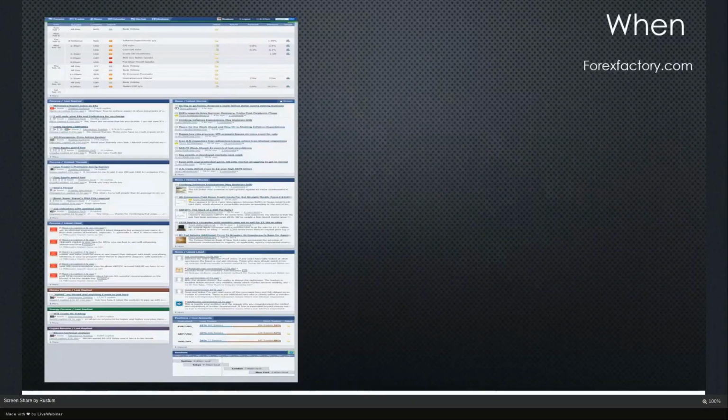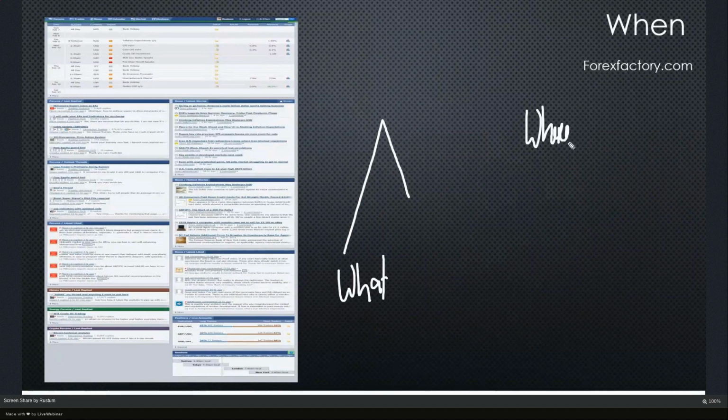So we know exactly what it is we are looking for. We are looking for a break and a pullback. When we are in a long trend, we're looking for a break up and a pullback down. So that there is the what. And yesterday we also covered the where.